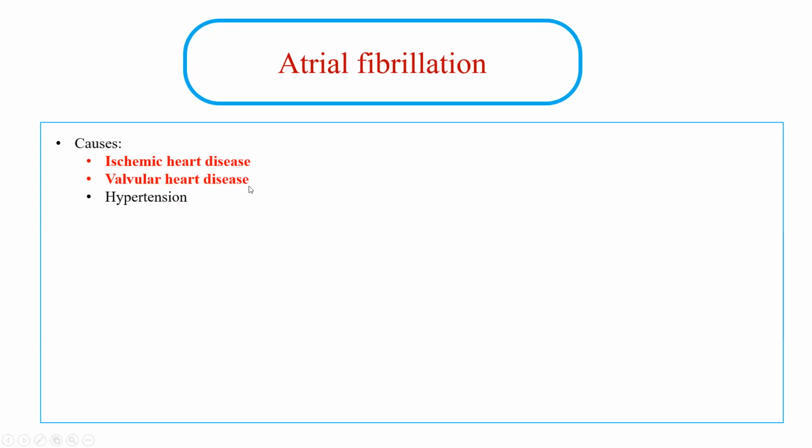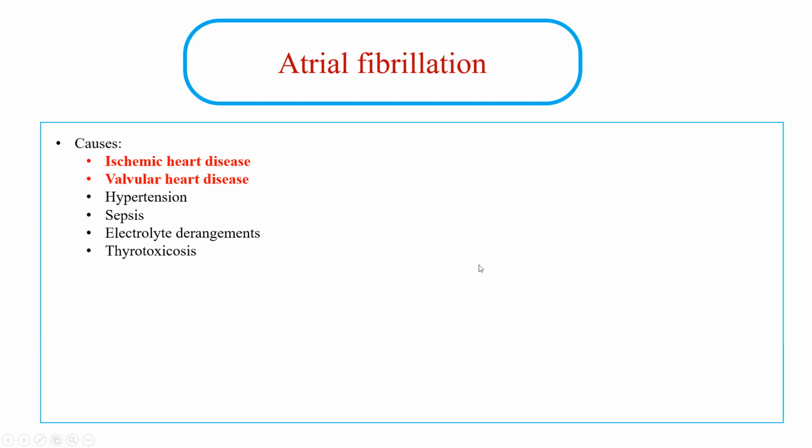Number 3, we have hypertension. If a patient has uncontrolled or long-standing hypertension, they could present with atrial fibrillation. Sepsis, or any infection, could present with atrial fibrillation as well. Electrolyte derangement, especially hypokalemia and hypomagnesemia, can present with atrial fibrillation.